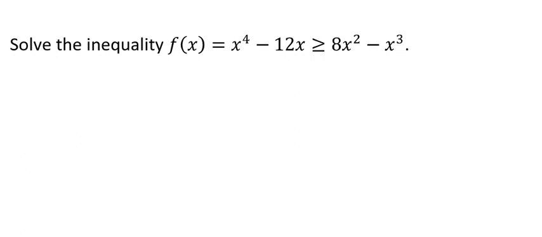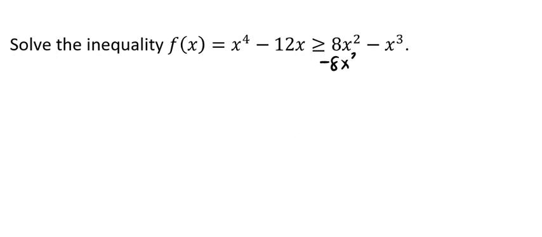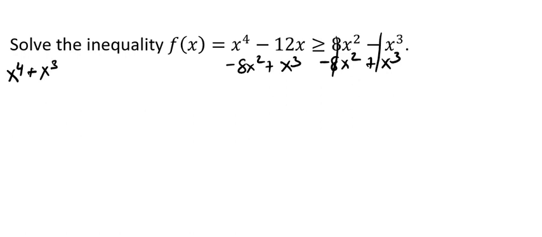So the first thing we want to do is get everything on the same side. So I'm going to find my biggest degree. It's positive, so I want to make sure everything over here makes it to this side. So we're going to subtract 8x squared and add x to the third, which is then going to give us x to the fourth plus x to the third minus 8x squared minus 12x is greater than or equal to 0.